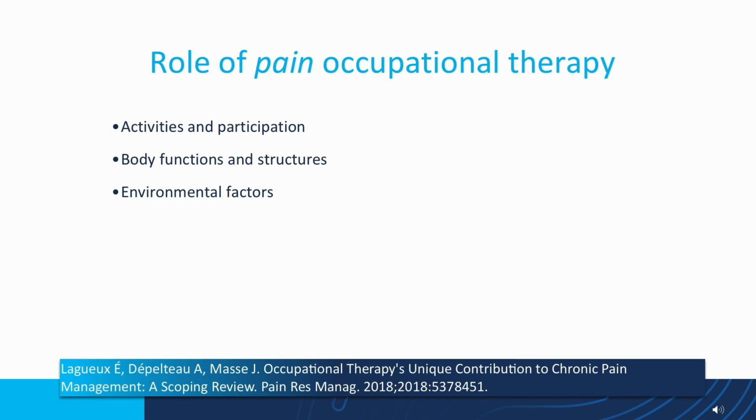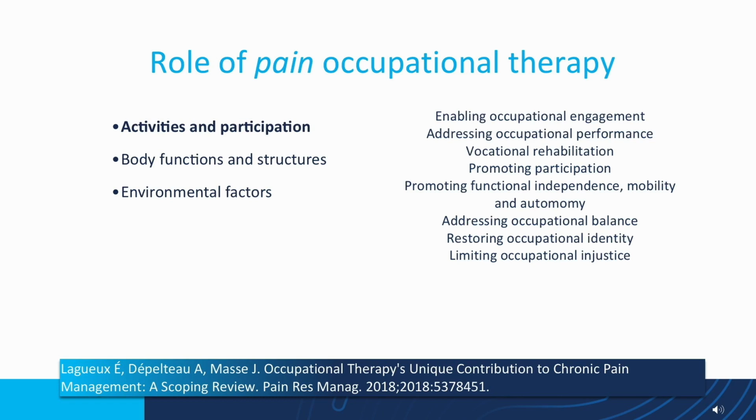It's about empowerment. It's about re-engaging them with the world around them and the activities that their bodies do. So this is what we should be talking to patients about. Again, just a couple of slides on pain OT. So this is about activities and participation. Have a look at the things that a good pain OT can do in terms of activities, participation, rehabilitation, independence, identity, limiting occupational injustice. I love that term. It's really kind of focusing back on the patient.